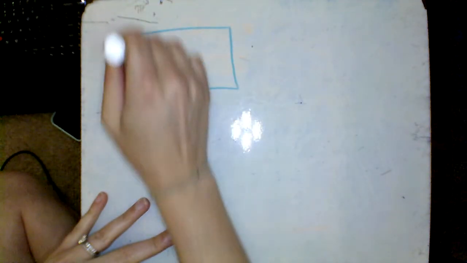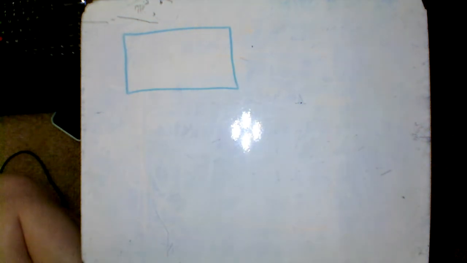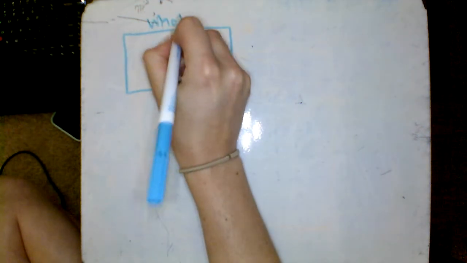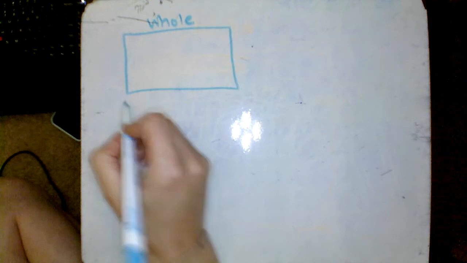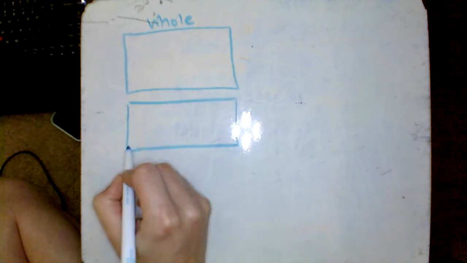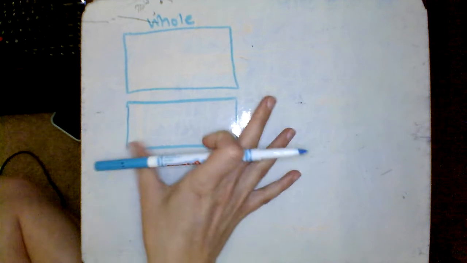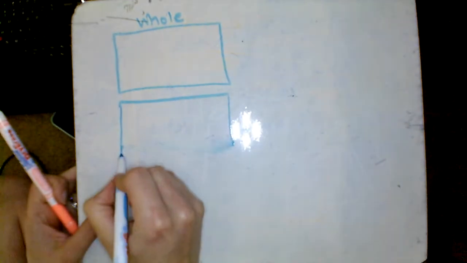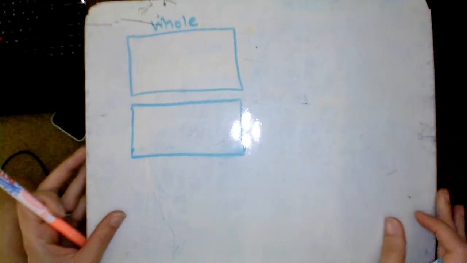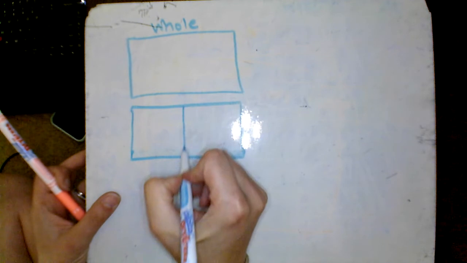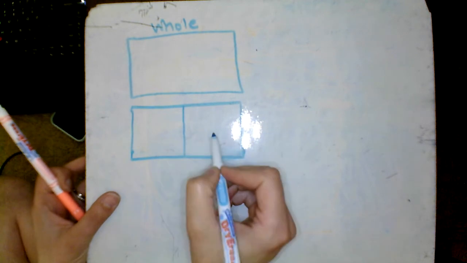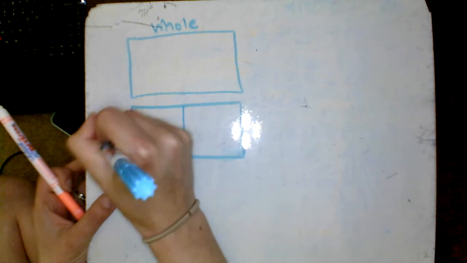All right, so fractions. We did fractions of shapes a while back, so you might need to remember what that is. So this would be a whole, the whole shape. If I take that same shape, well, let me try to make those about the same. Okay, if I take that same whole and this time I cut it into two equal parts, both of these parts are called half.